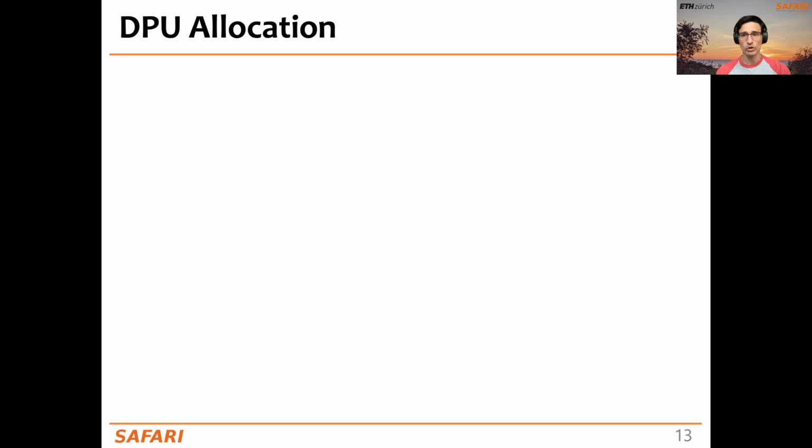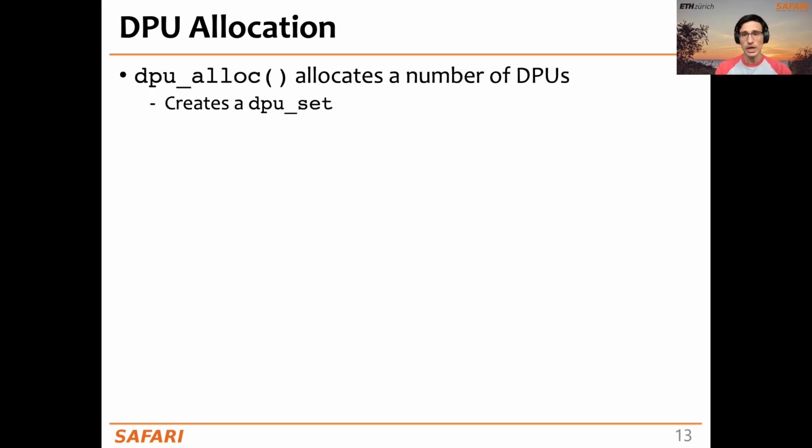So when we start the execution of a program that is going to make use of the PIM accelerator of the DPUs on the PIM-enabled DIMMs, the first thing that we have to do in our program is to allocate DPUs. Remember that we have more than 2,500 DPUs in the system, so we have to allocate DPUs in order to choose those DPUs, or the number of DPUs, that we want to use in our program.